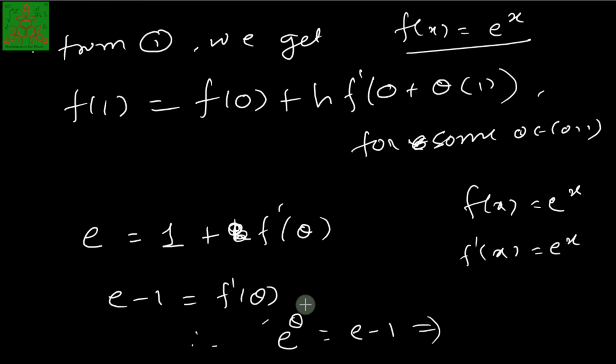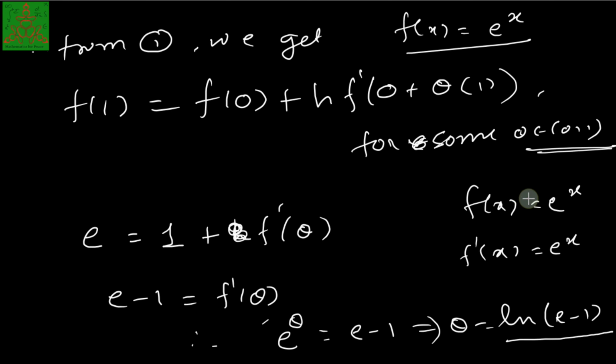And if I want to calculate the value of theta, then theta will be ln of e minus 1, and this ln of e minus 1 needs to be calculated. That is the value of theta which is in between 0 and 1. And this completes this example.